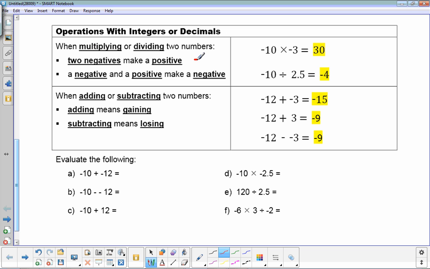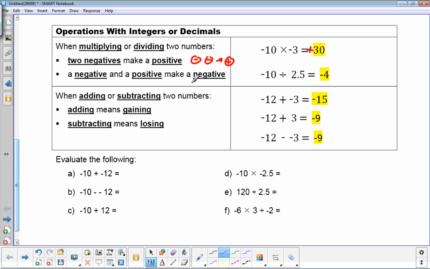You've got two negatives, they give you a positive. So a negative and a negative give you a positive, whether you're dividing or multiplying. For example, here you have negative 10 times negative 3. So negative, negative gives you a positive 30 for your answer. You don't have to write down this positive. I'm just trying to emphasize the fact it's a positive number.